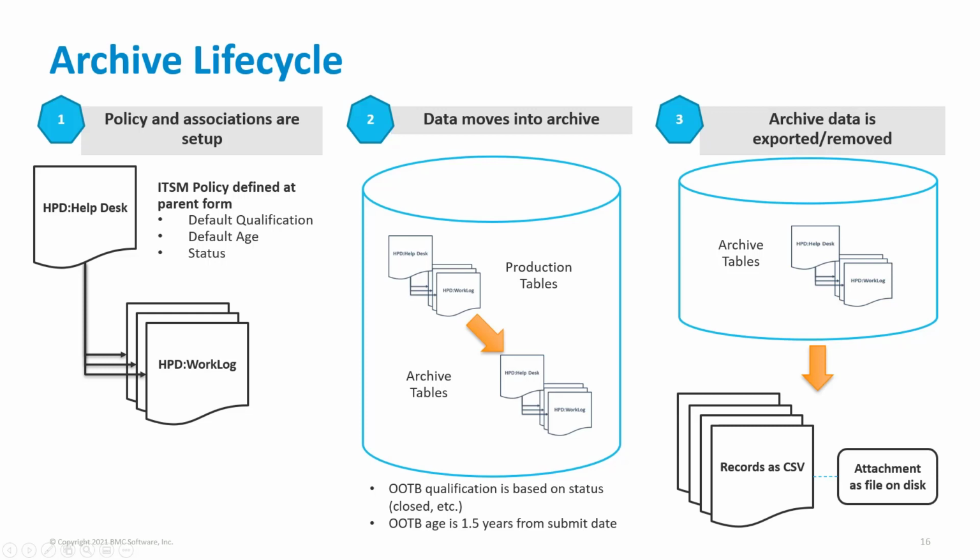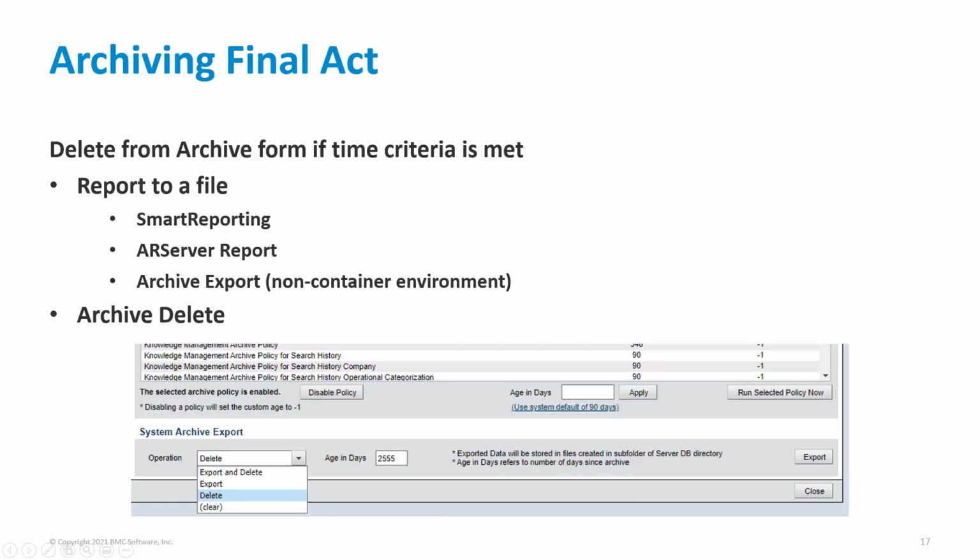And the last step is actually to delete the data out of the archive forms that meet your criteria. You may be wondering about that last step, when you need to delete from the archive form if the time criteria is met. Well, first of all, you may want to report to a file, somehow export the data so you can keep it, and you have some options. Smart reporting, create an AR server report, or you can use an option that we provided on the archive console.